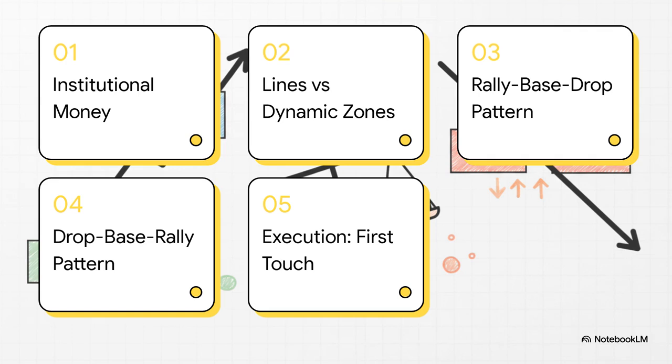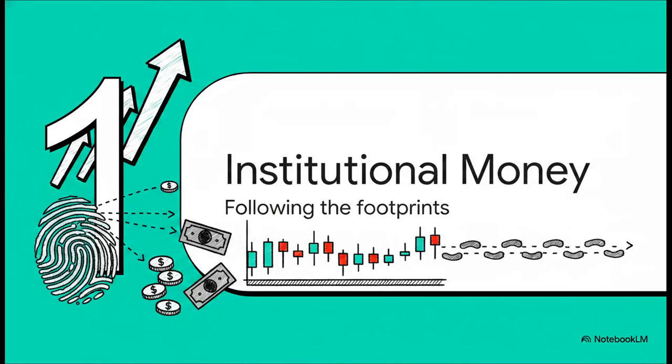So here's our roadmap for today's workshop. We'll start by defining institutional money, then contrast traditional lines with dynamic zones. After that, we'll break down the rally-based drop and drop-based rally patterns. And finally, we'll master trade execution using the first touch rule. Let's get into it. Section 1, Institutional Money.